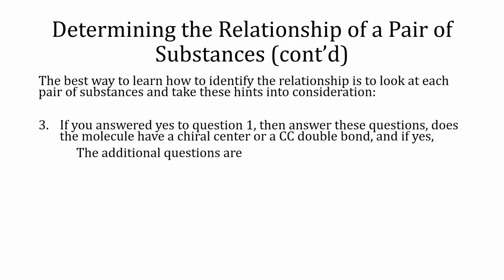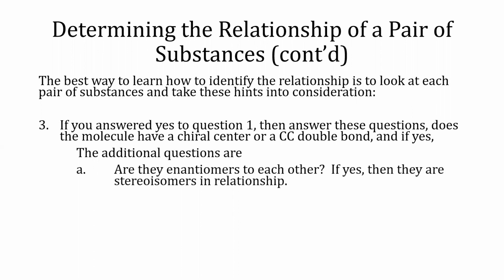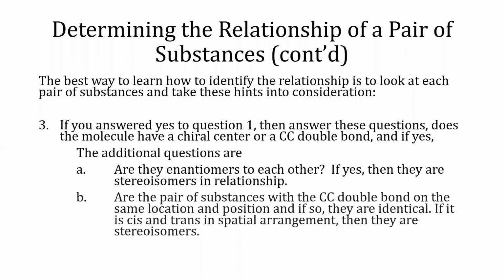3. If you answered yes to question 1, then answer these questions. Does the molecule have a chiral center or a C=C double bond? And if yes, the additional questions are A. Are they enantiomers to each other? If yes, then they are stereoisomers in relation. B. Are the pair of substances with the C=C double bond on the same location and position? And if so, they are identical. If it is cis and trans in spatial arrangement, then they are stereoisomers.